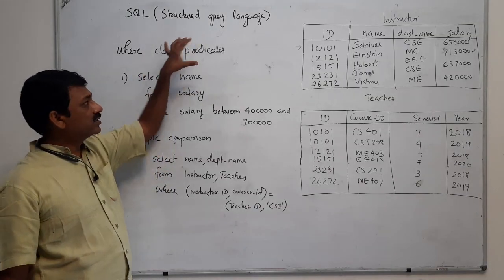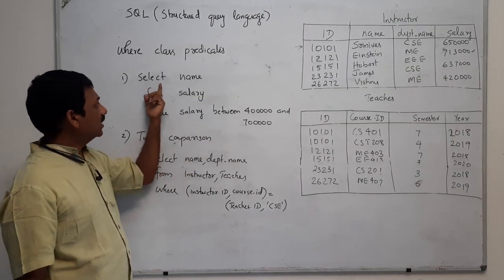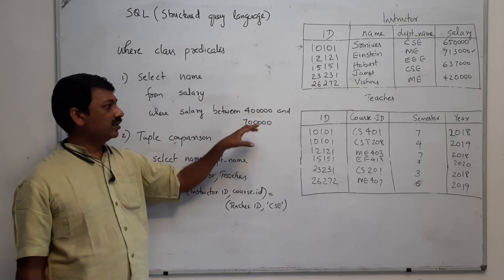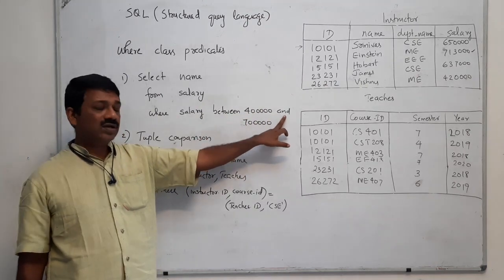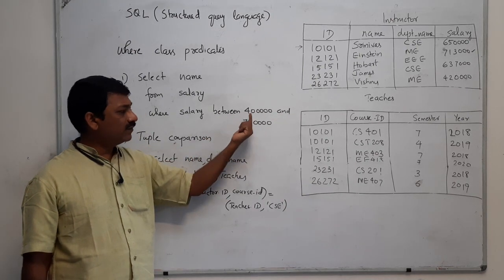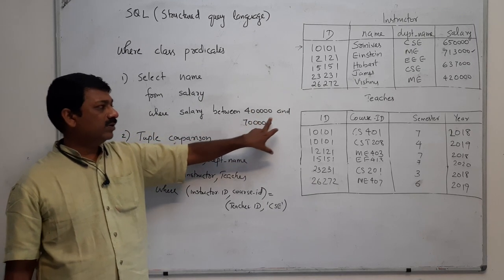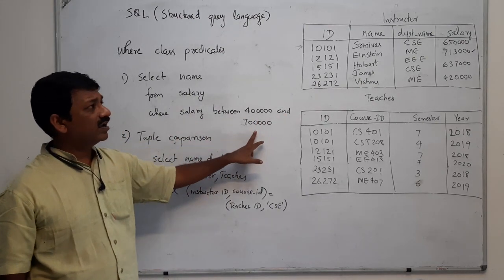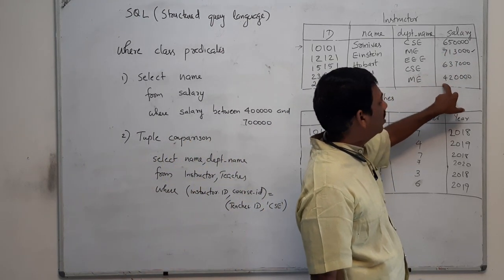Now we are going to discuss some where clause predicates. Here we are going to discuss between. Select name from instructor where salary between 4 lakh and 7 lakh. That means between this and this. Between and and are the two reserved words. So you have to have between, and after that the two limits, the bottom limit and the top limit, separated by and. Salary between 4 lakh and 7 lakh. So automatically these two are qualified.